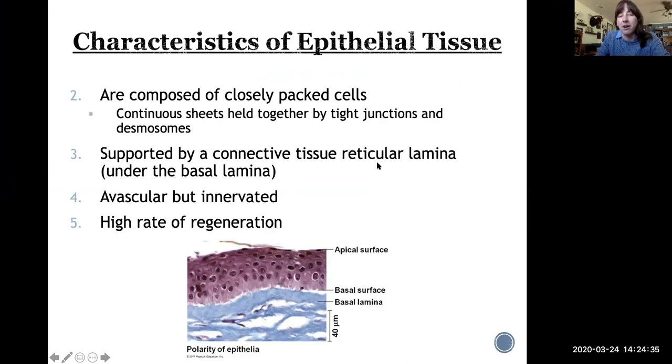I'm not worried about you guys knowing what this term means. The reticular lamina is the basal structure underneath epithelial tissue, and it's made up largely of reticular connective tissue, which is just a type of connective tissue in particular. Okay. Thank you.